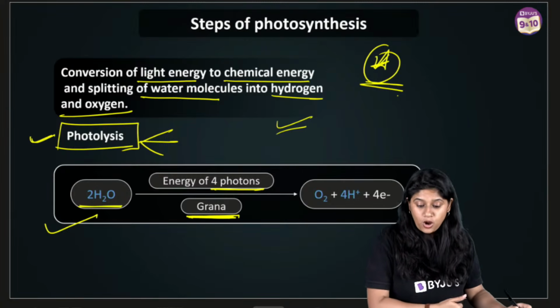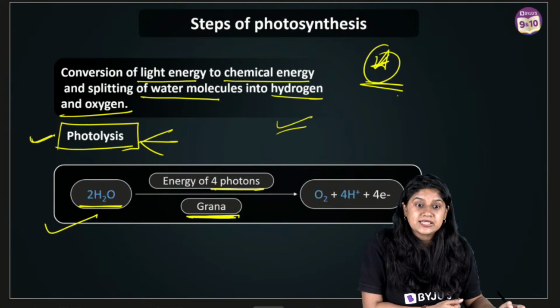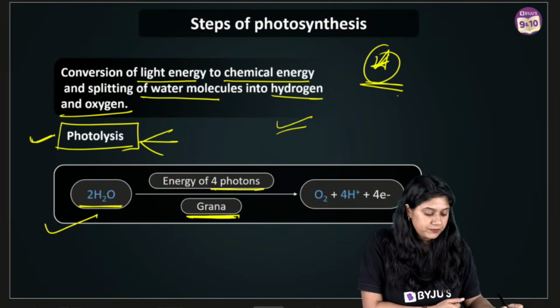Clear? All of you, are we clear up to here? Quickly, give me a quick thumbs up. Yes, absolutely correct. Good, everyone, good.